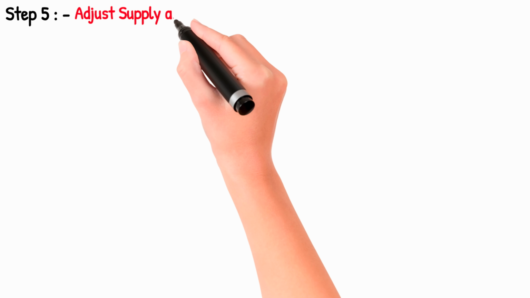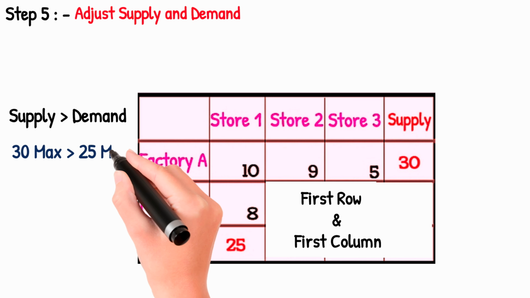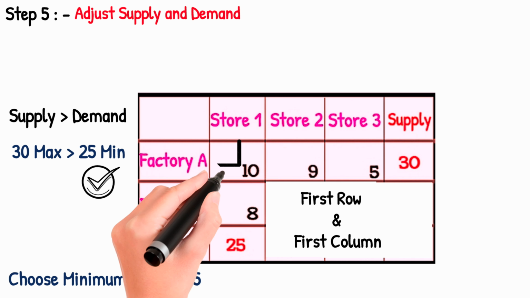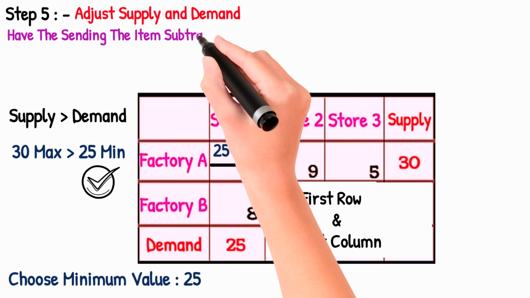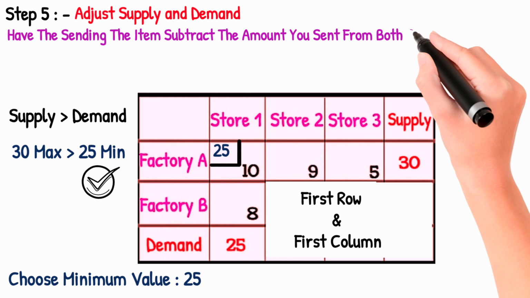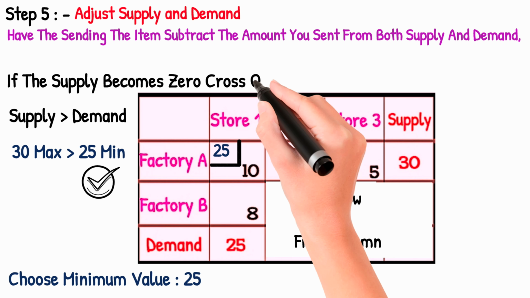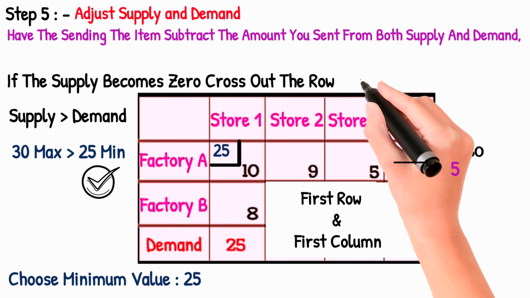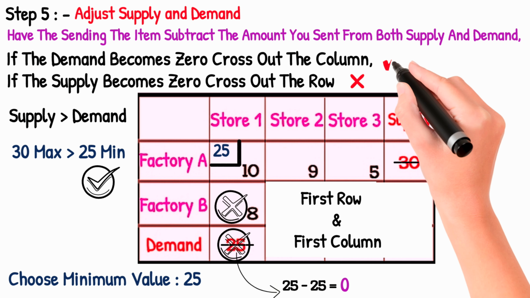Adjust the supply and demand. If the supply is more than the demand, send the amount needed to the store. This means the demand goes to 0. After sending the items, subtract the amount from supply and demand. If the demand becomes 0, cross out that column. If the supply becomes 0, cross out the row.